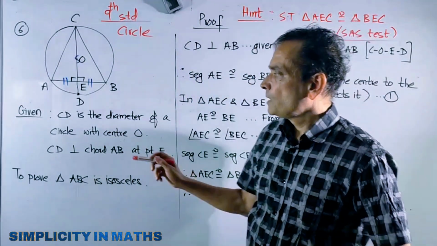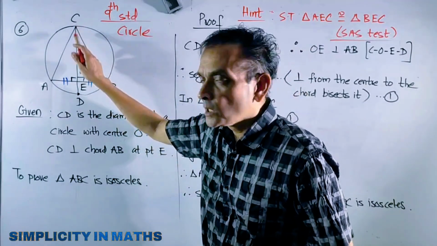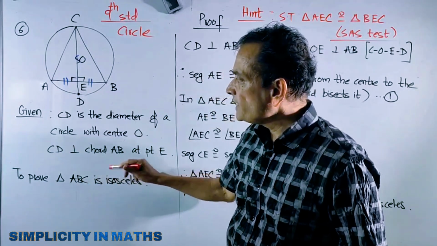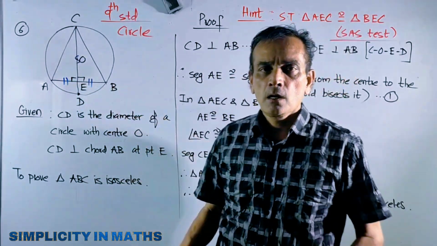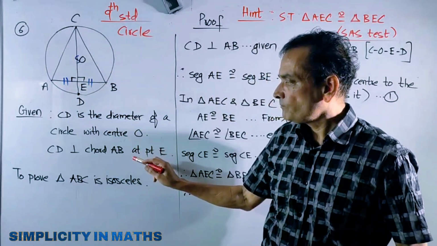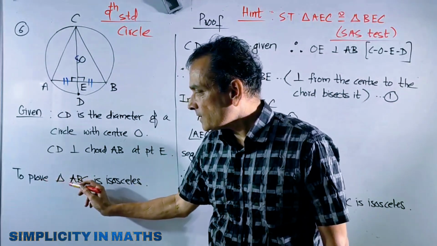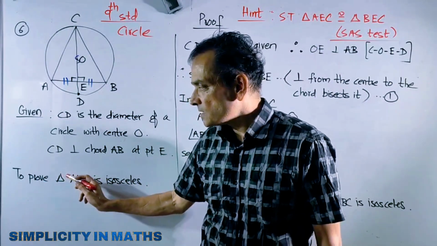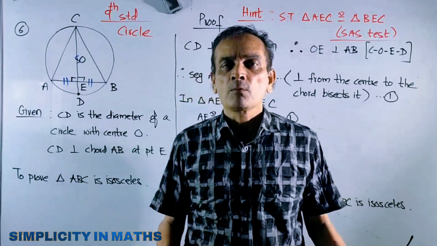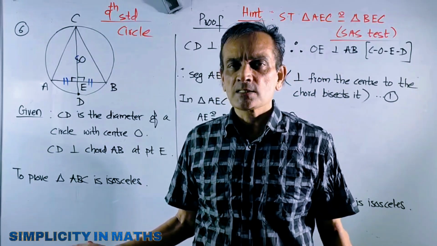देखो यहाँ पे CD is the diameter of the circle with center O, such that CD is perpendicular to chord AB. Chord AB is given and the diameter is perpendicular to the chord at point E. To prove that triangle ABC is isosceles. So although it is the last sum from the problem set, it is one of the simplest of all the problems in the full chapter. बहुत ही आसान प्रॉब्लम है.